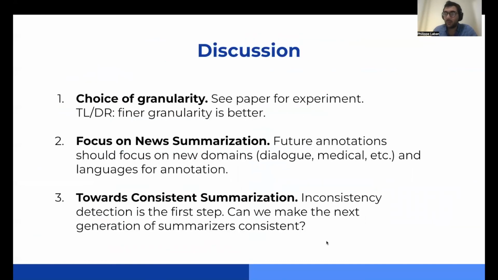There are a few more experiments in the paper. If you're curious, feel free to check it out, particularly on how to pick the granularity and the block size for SummaC. I want to point out that this focuses on news summarization, but I hope that the community keeps moving towards new domains in summarization, new languages, etc., because factual consistency is a problem not just in news summarization. Finally, hopefully these are building blocks towards building better summarizers that are factually consistent.